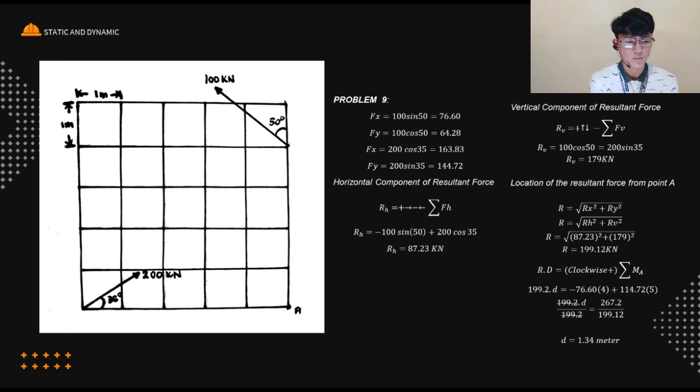So para makuha natin yung distance, kailangan lang natin i-manipulate yung equation. So using manipulation, D equals 267.2 over 199.12. So ang makukuha po nating distance ng ating resultants from A is 1.34 meter. So ganun po.